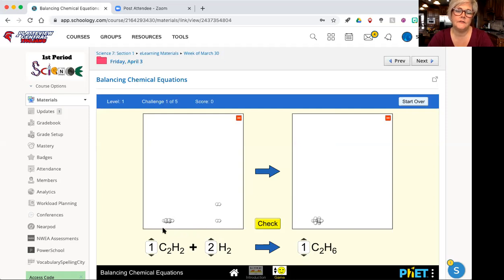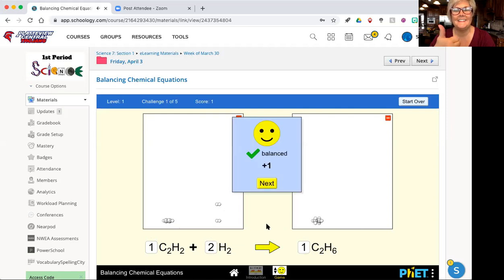So to me, it looks like I've got 2 carbons over here. Do I have 2 carbons over here? I do. And now I've got 1, 2, 3, 4, 5, 6 hydrogen. Do I have 6 hydrogen over here? I do. So let's check it. Good job, we did it. So then we move on. Notice that my score here is a 1. If I would have gotten that right on the first try, I would have gotten 2 points.